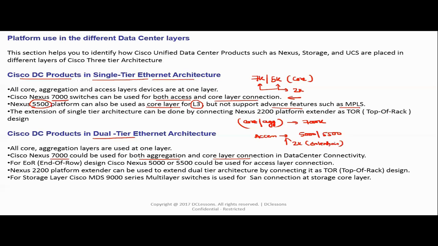And also you can use the Nexus MDS 9000 multi-layer switches used for a SAN connection at the storage core layer. So if you have a storage SAN environment, and you want to use the Nexus MDS 9000 switches, you can use MDS 9000 director class switches at the core layer.